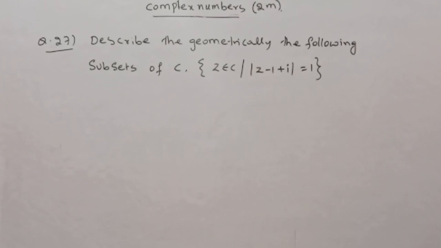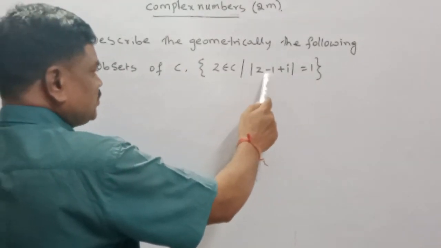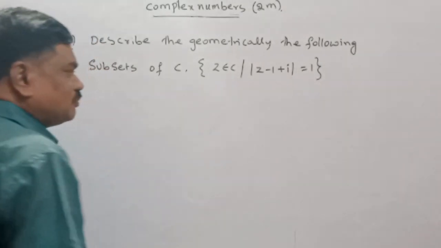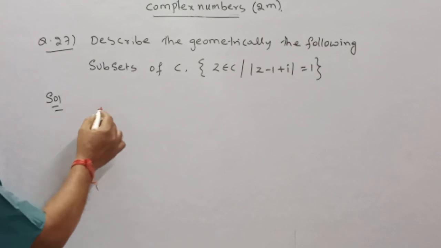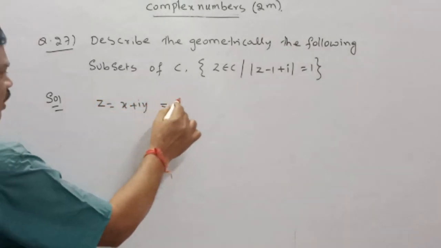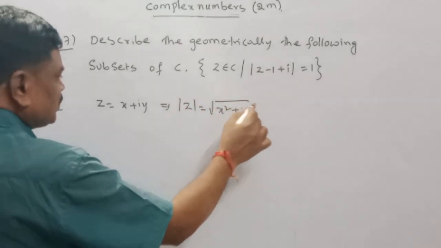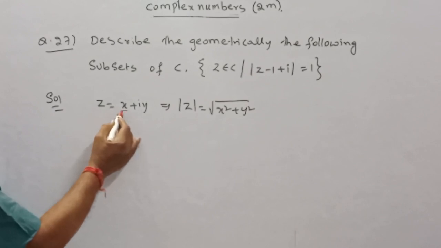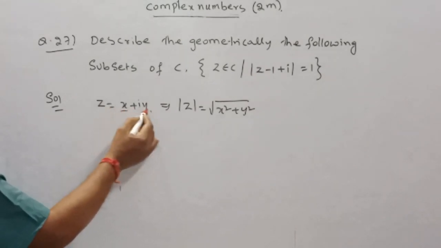Here we have a problem from complex numbers. Describe geometrically the following subset of ℂ: {z ∈ ℂ such that |z - 1 + i| = 1}. Here z = x + iy, then |z| = √(x² + y²), where x is the real part of z and y is the imaginary part of z.